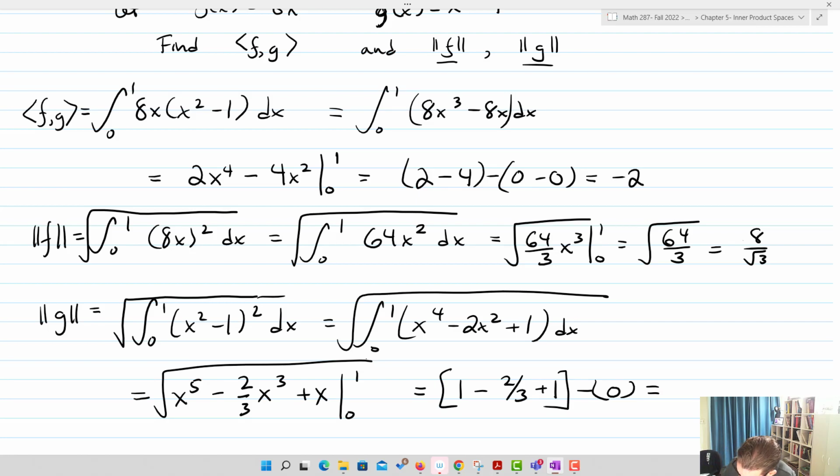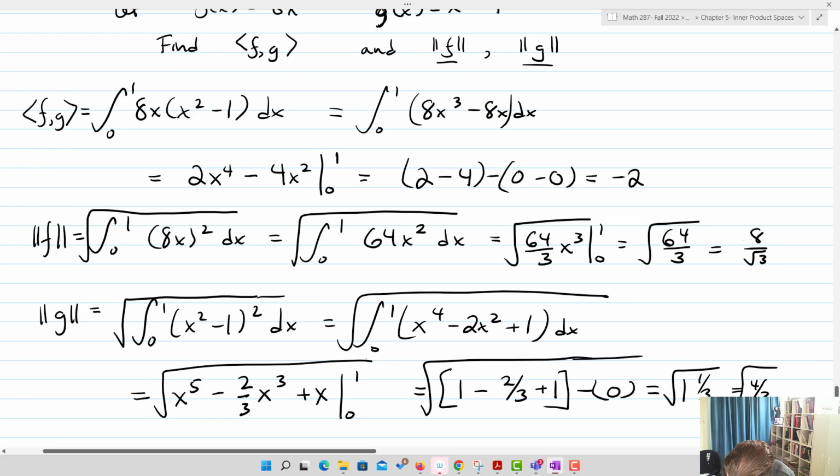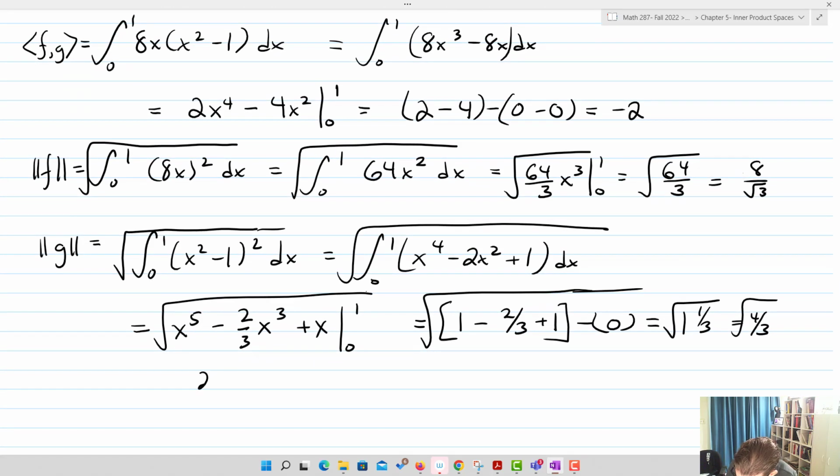And so that's 1 1/3, or 4/3 in this case. But we're going to have to take the square root of that, right? Because remember, this is a magnitude. So this ends up being 2 over the square root of 3. And that's the magnitude of g.